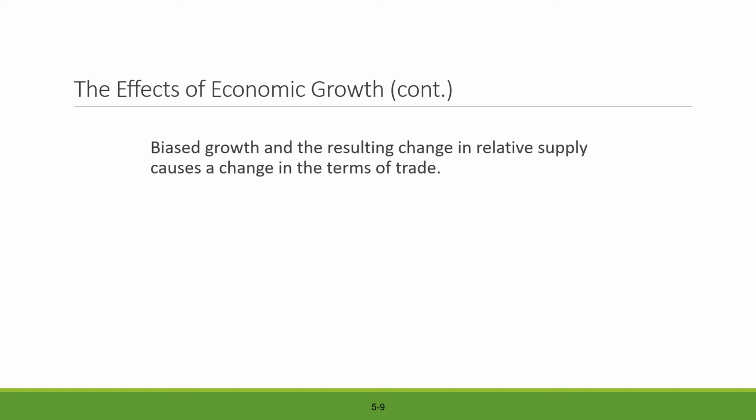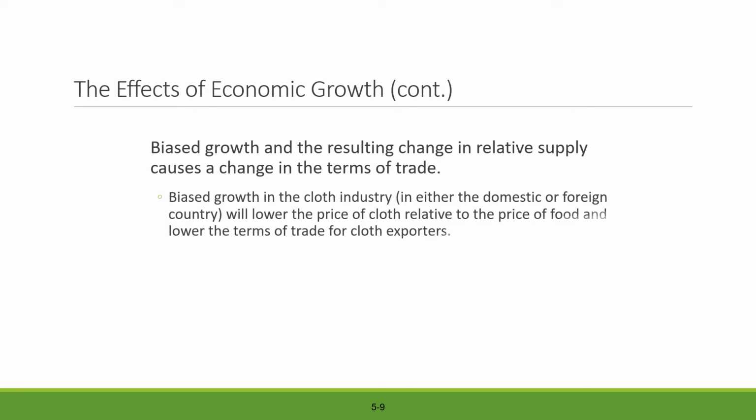How? When growth occurs, the supply of a certain good increases. In our example that we have studied, in the first graph, the supply of clothes increased dramatically. In the second graph, the supply of food increased dramatically. When the supply of a certain good increases, then its price has to decrease. Their prices decrease, and therefore a change in the terms of trade occurs as well.